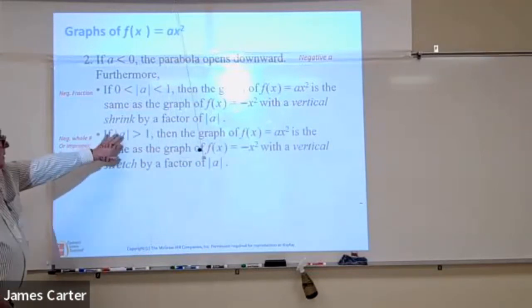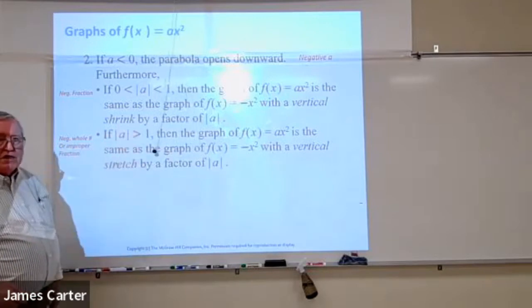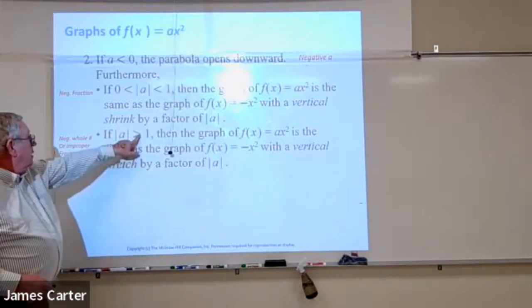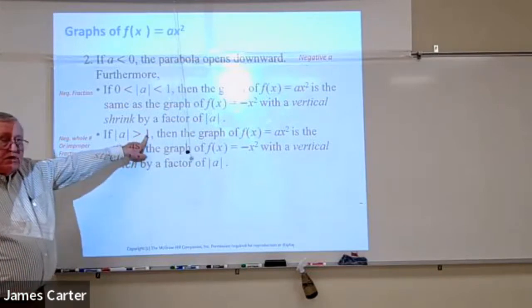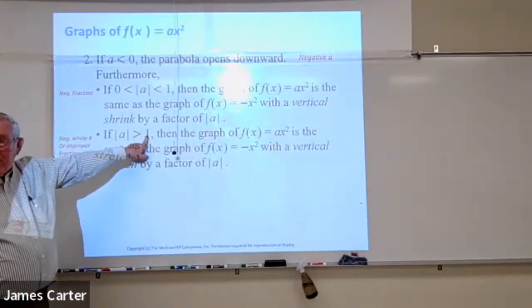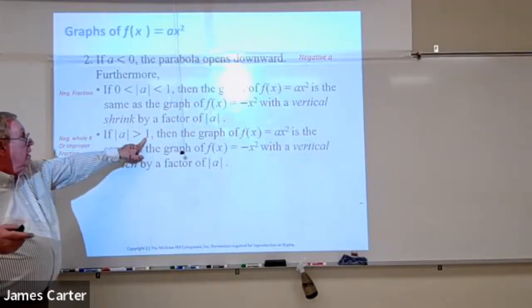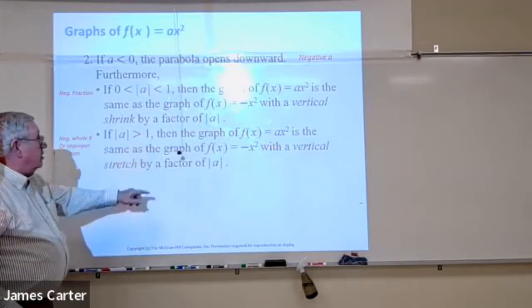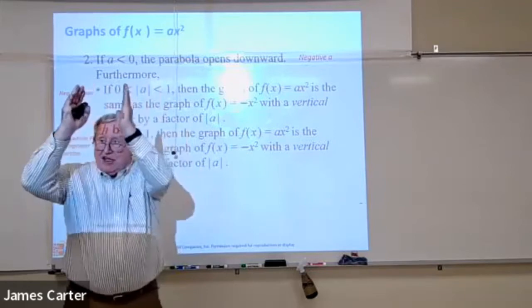Now, what does this one mean? Again, we're saying we just want positive numbers. If it's bigger than 1, meaning it's 2, 3, 1.5, 7 halves, whatever, anything bigger than 1, then what is it going to do? It's going to cause a vertical stretch because it's going to get taller faster.